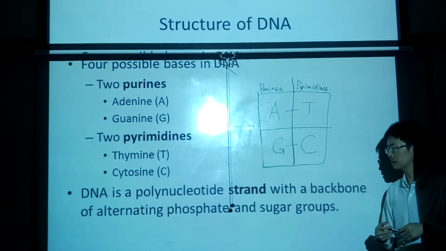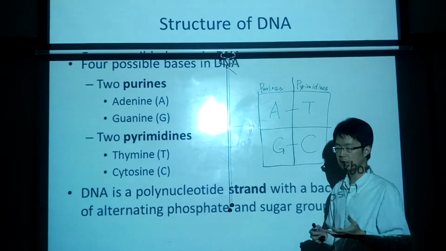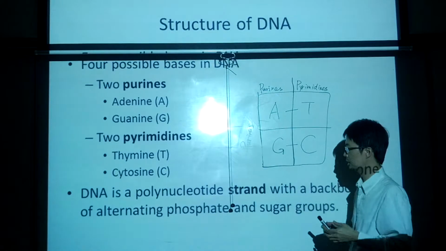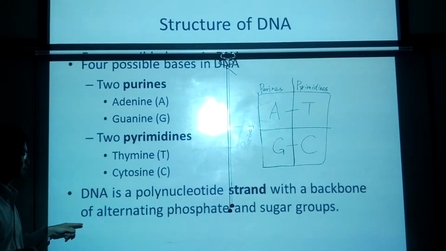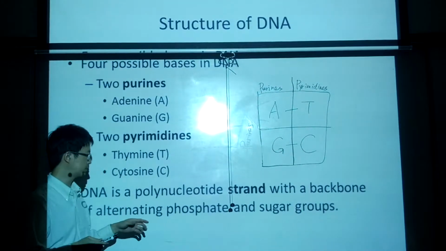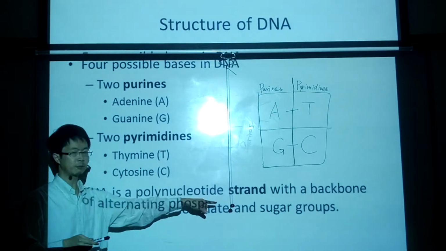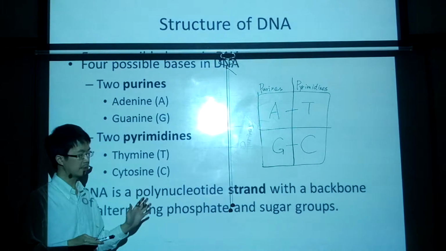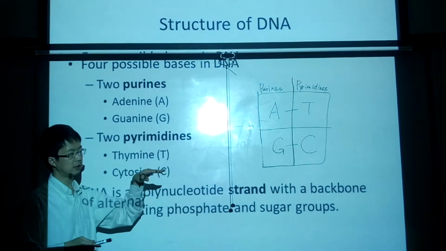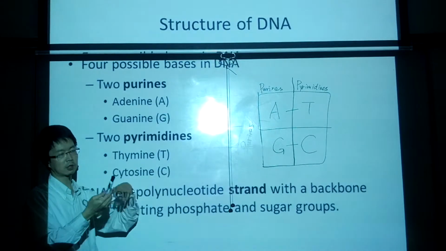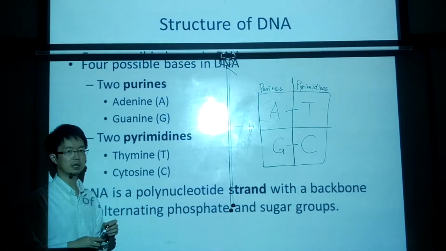And in here we said that DNA is a polynucleotide. It's like a polymer. It's a long chain, a strand with the backbone. The backbone of the DNA is basically a phosphate group and sugar. So the phosphate group and the pentose form the backbone, and the bases, A, T, G, C, form the bridge. They form the connection to join two strands of DNA together.